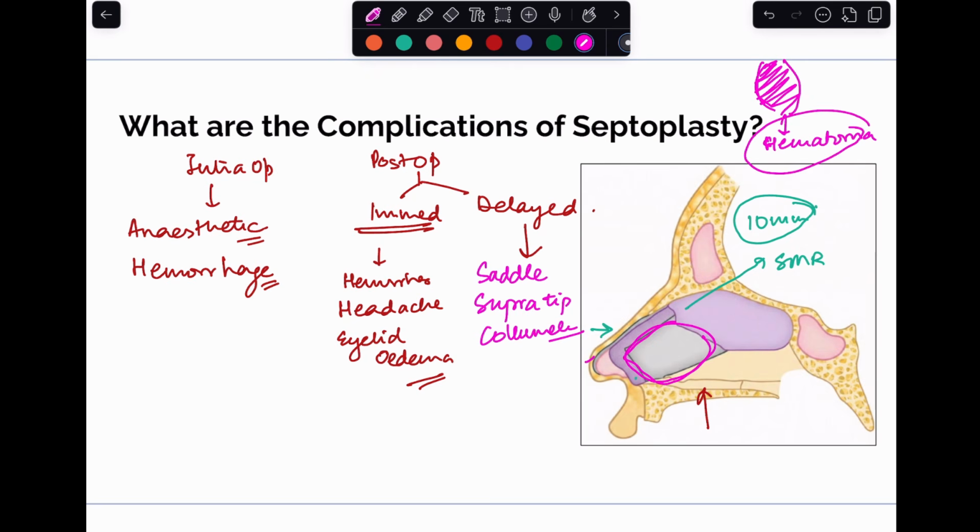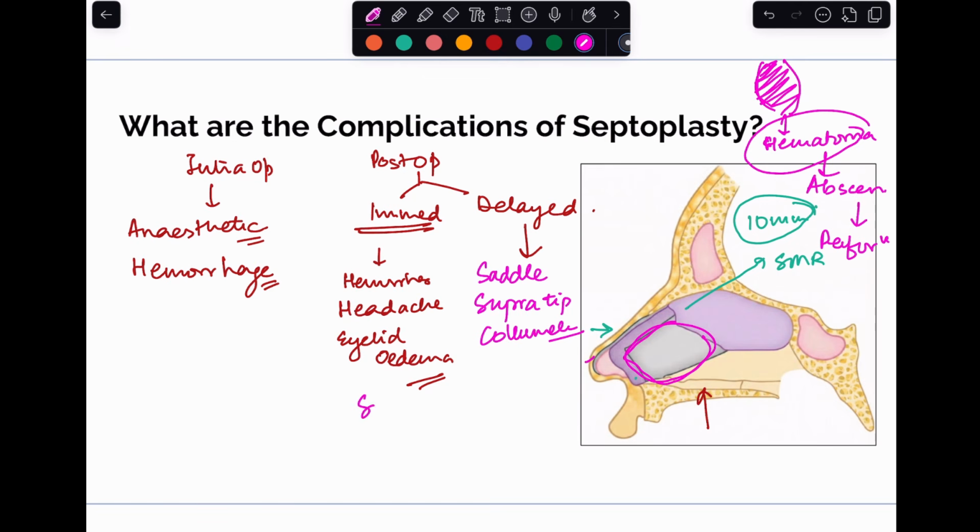This collection can get infected and then form a septal abscess. And this septal abscess, if it continues to exist and ends up causing necrosis of the mucosal lining, it can lead to the development of septal perforation. So these are all the different delayed complications that you can have in septoplasty, but this is more commonly seen in SMR.